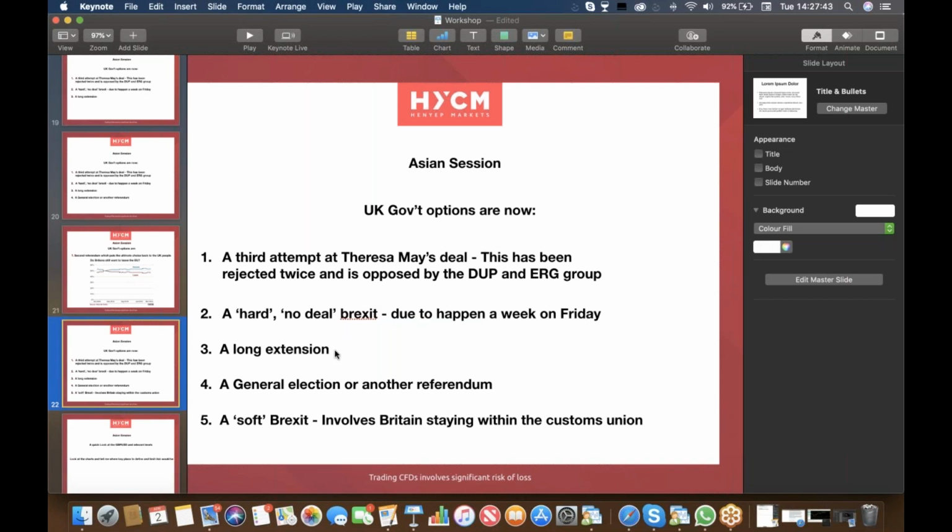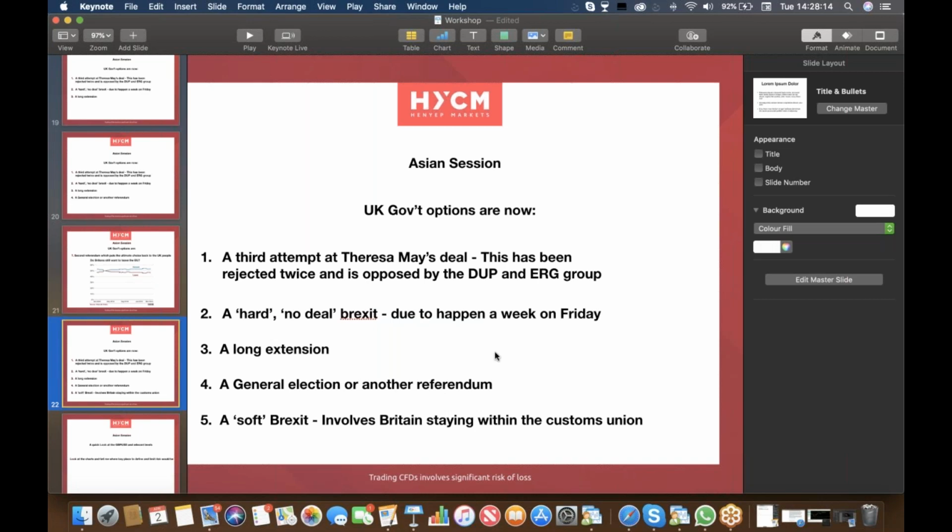Okay, there's a long extension. Again, depending how long the extension is, we'll see the pound rally on relief, but then there'll still be pressure to sell the pound because the extension doesn't solve the problem. It just, as it were, prolongs the problem. If there's a general election, I think, would see the pound fall because the prospect of Jeremy Corbyn and a Labour government getting in would be very bearish for the pound. So you'd see a big fall in the pound.